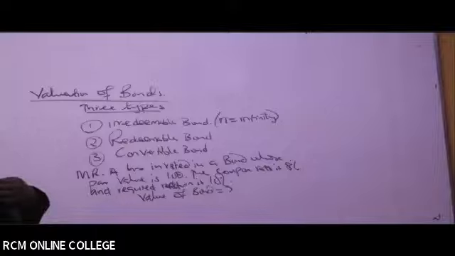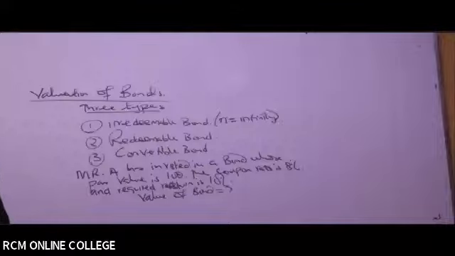So Mr. A has invested in a bond whose par value is 100, and the coupon rate is 8%. They want you to ascertain the value of the bond. I'm giving you exactly 3 minutes to see whether you'll be able to get this right. Anybody who is able to get this right?